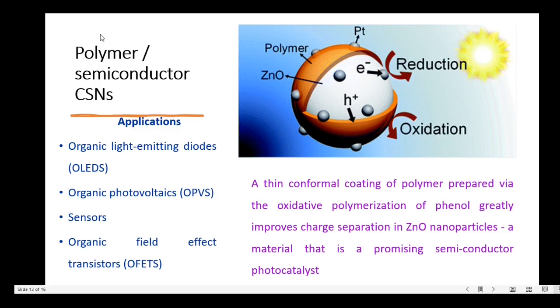Now let's see a few examples of polymer-based core-shell nanostructures. The first one is the polymer semiconductor core-shell nanostructure. Here is a ZnO semiconductor core particle which is deposited with a polymer layer, and this process is carried out via the oxidative polymerization of phenol, which greatly improves the electron hole separation in the ZnO photocatalyst. Also, we have some applications of polymer semiconductor core-shell nanostructures. The first ones are organic light emitting diodes, organic photovoltaics, sensors, and organic field effect transistors.